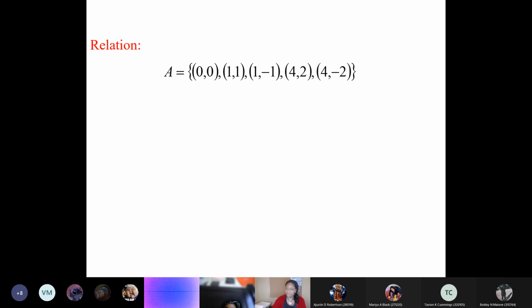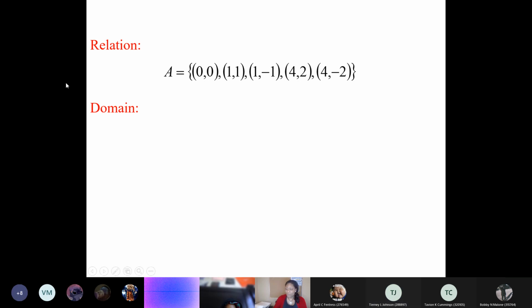April, what is a relation? A set of ordered pairs. That is correct. A relation is a set of ordered pairs. Good job. Thank you. Deja, what is a domain? Tyranny, what is a domain? Oh, Deja got kicked out. Tyranny, what is a domain? A domain is the x values of the ordered pair. That is correct. Good job.